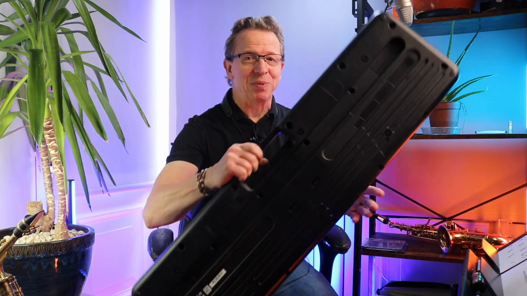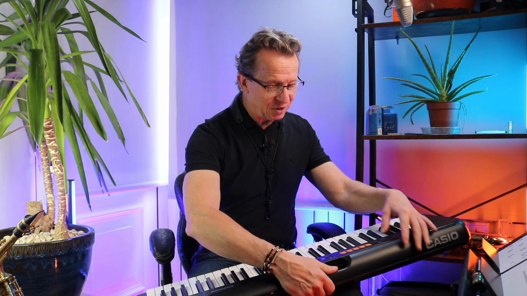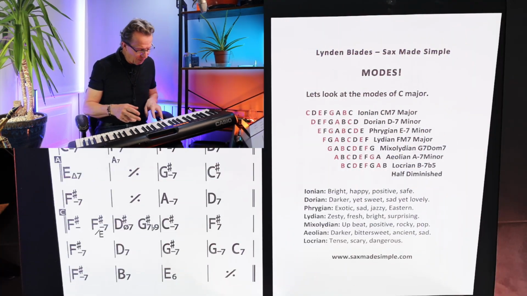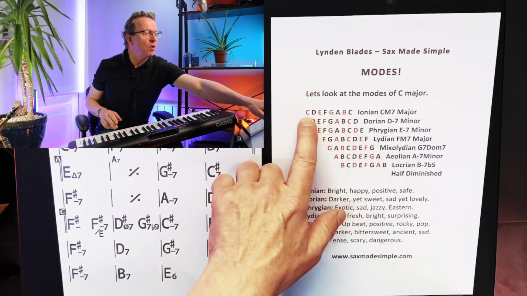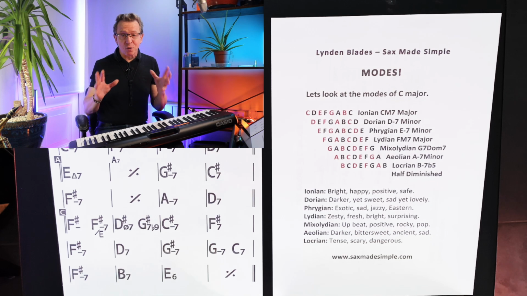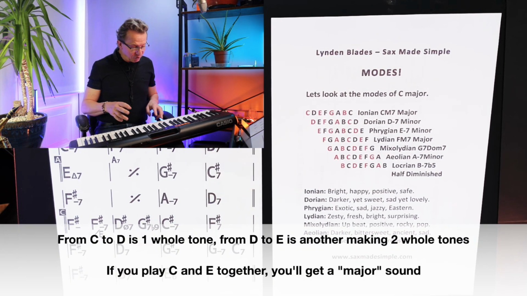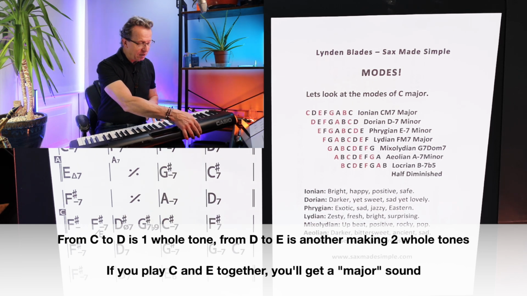What I've got down here, just for demonstration purposes, I call my COVID keyboard, because when COVID struck and I couldn't see any private clients in person, I did Zoom lessons, and to demonstrate things like this, I had to buy a keyboard just so that we could do it over Zoom. Right, so if we have a look between C and E, you've got two whole tones. And if you've got two whole tones between the root, whatever that is, and the third note, you get this upbeat, positive, happy kind of sound.